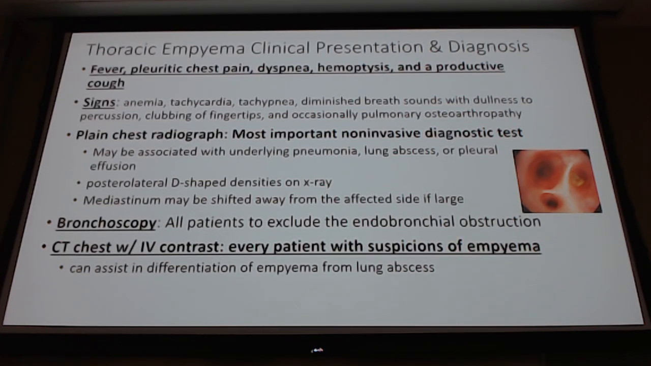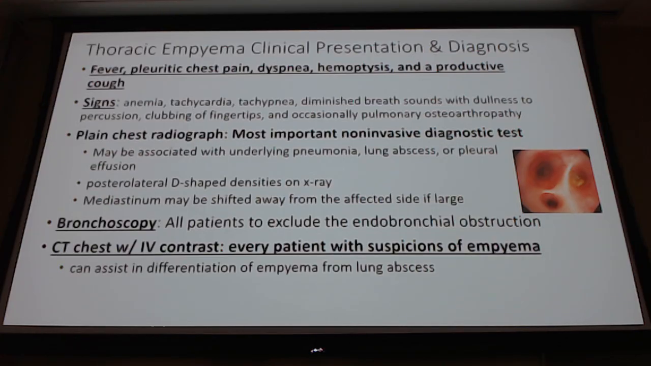All right, so what do we look for? We look for fever. We look for cough. We look for pleuritic chest pain, not just substernal and different from chest wall pain. It's pain with breathing. You may have hemoptysis. You may have a productive cough, like I said.